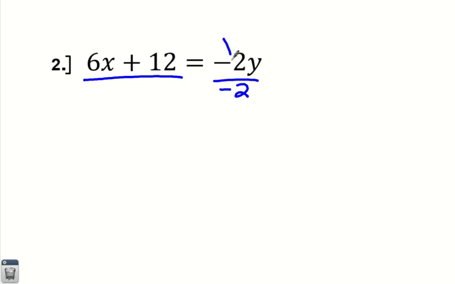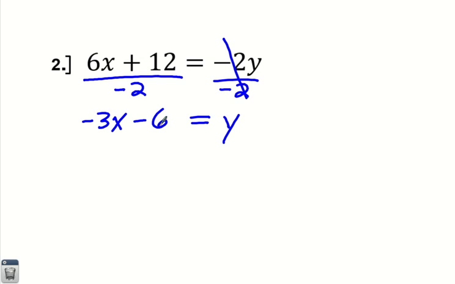So in order to get y by itself over here, we divide by the negative 2, both sides. So that leaves y alone, and then 6x divided by negative 2. Hey, that's actual clean division. 6x divided by negative 2 is a clean negative 3x. And then 12 divided by negative 2, that is also clean division, minus 6. So we have negative 3x minus 6 equals y.